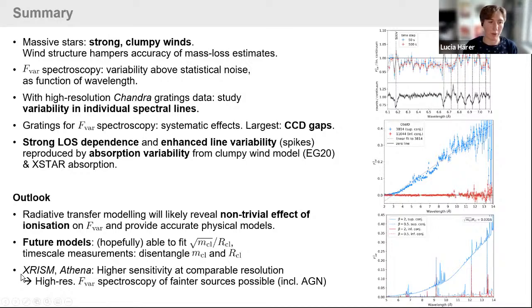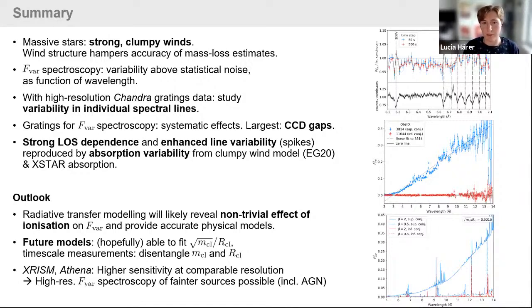I want to stress the third point here, namely that with microcalorimetry missions, such as XRISM and Athena, the sensitivity will greatly increase, and we will have a comparable or better resolution. And this means that high resolution excess variance spectroscopy will be available for a far greater number of sources, also including AGN.